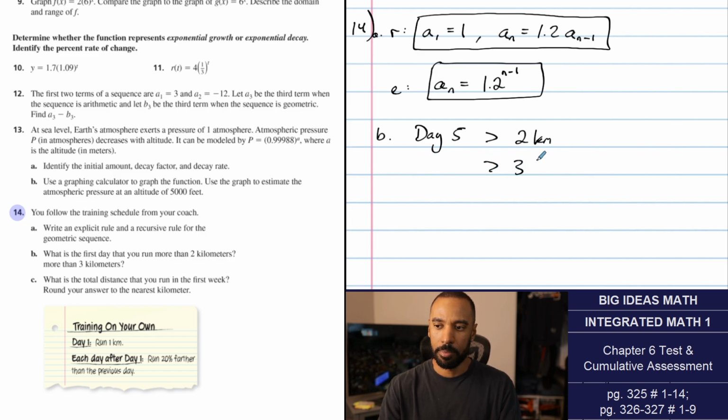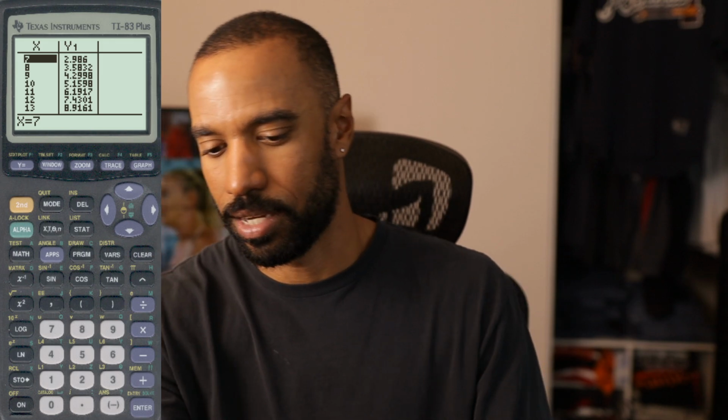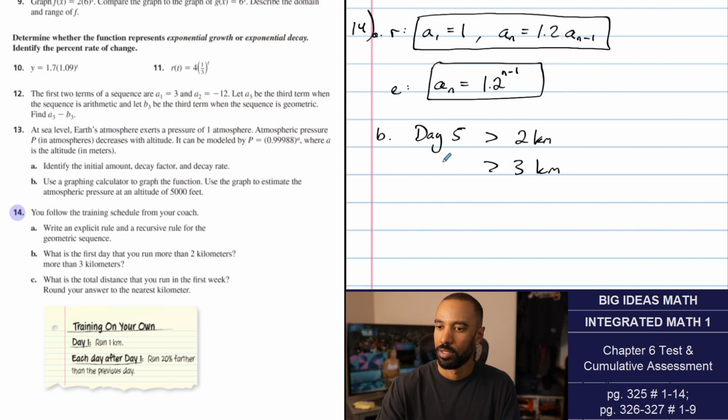More than 3 kilometers is day 8. So almost day 7, but day 8. So day 7, we're getting really close, and day 8, we fly past it. You can see 20% more each time, man. It increases pretty fast over that time. Look at that now. It's a lot of kilometers. We're marathon running, baby. Day 8. So here we go.